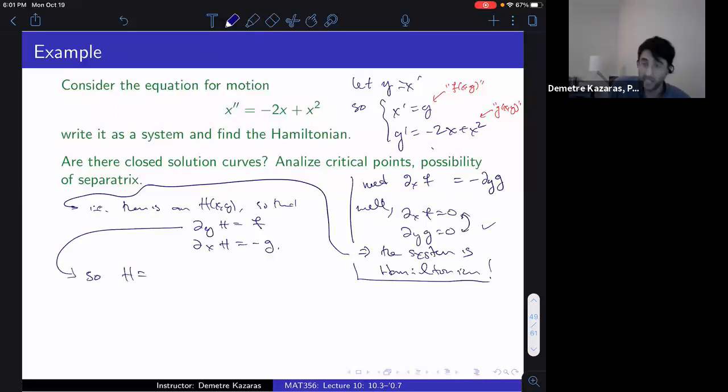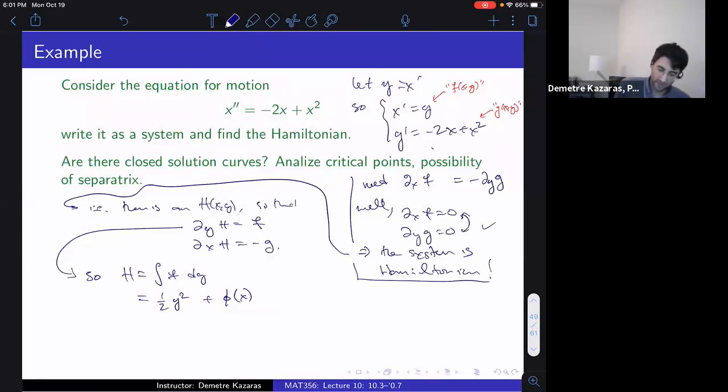H itself, let's take the antiderivative of that equation with respect to y, is the integral of f dy. So that's the antiderivative, just y, so that's 1/2 y squared. And then plus some function that depends on x, something that is constant in y. Okay, and then remember how this goes.